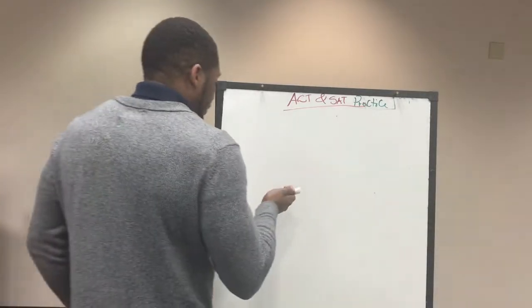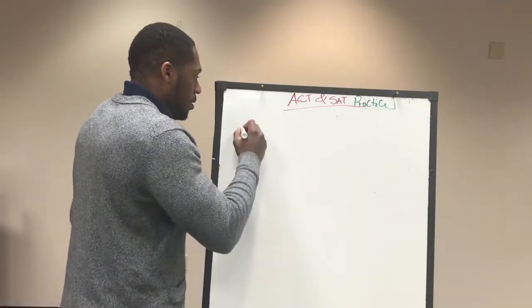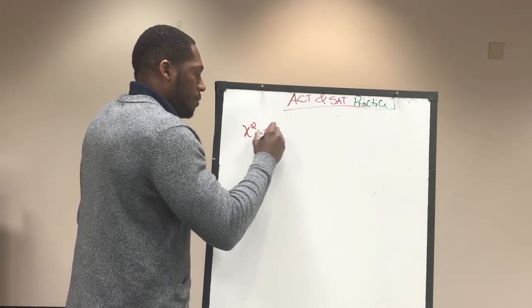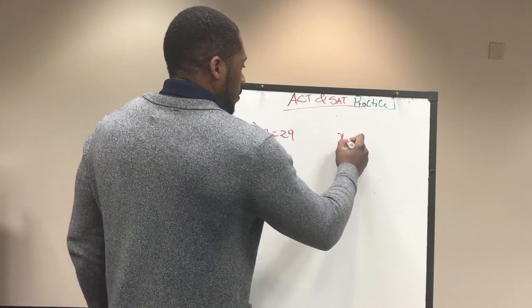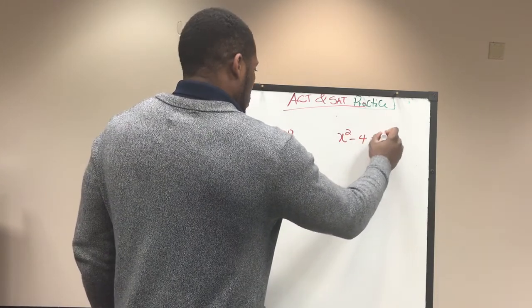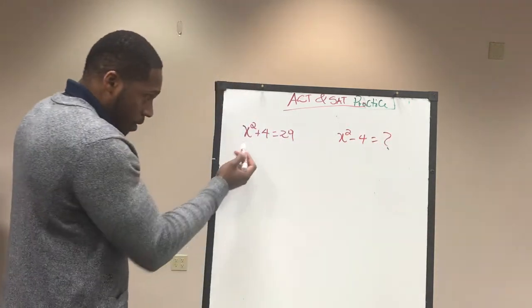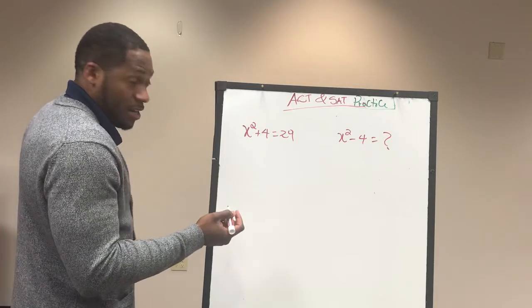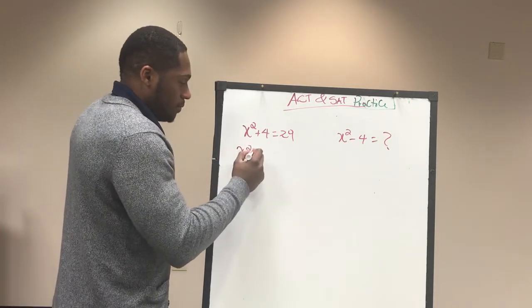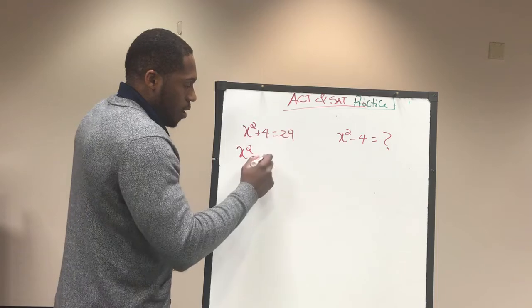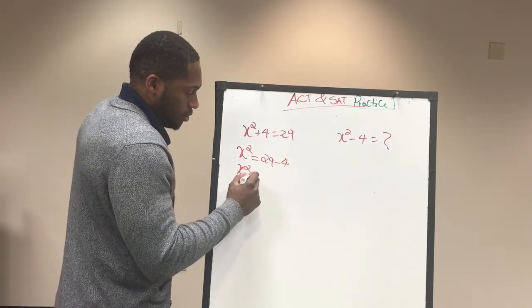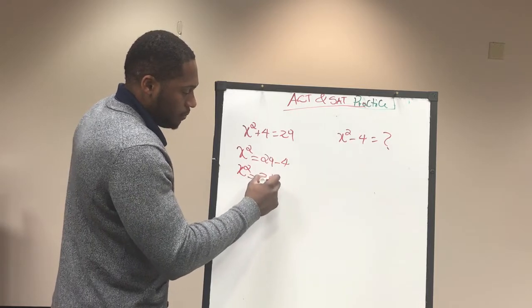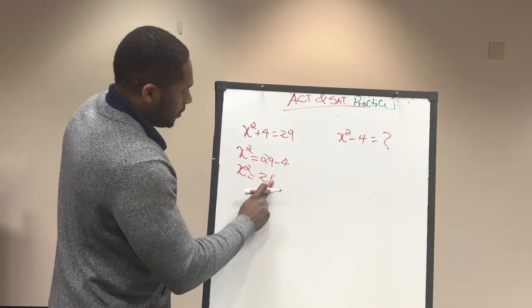What is x squared minus 4? So x squared plus 4 is equal to 29. So that means x squared is equal to 29 minus 4. 29 minus 4, 25.